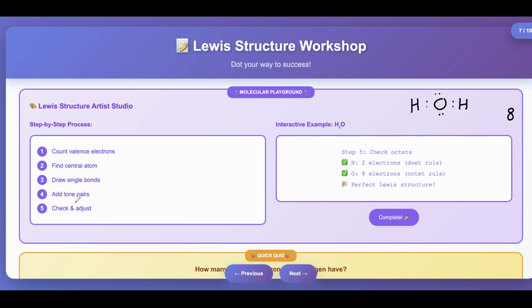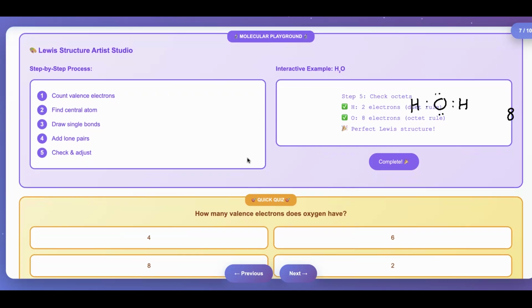So I have to make sure that everything is octet. Except for the hydrogen, all atoms should have 8 electrons around them. So oxygen has 1, 2, 3, 4, 5, 6, 7, 8. This is the perfect Lewis structure. For the hydrogen, it's the duet rule, so it can have only 2 electrons around it to be like the next noble gas, which is helium. Now I've made all the steps and got the perfect water molecule as a Lewis diagram.